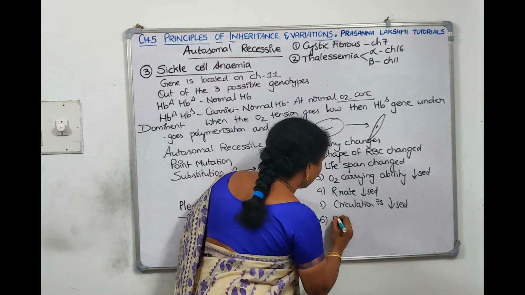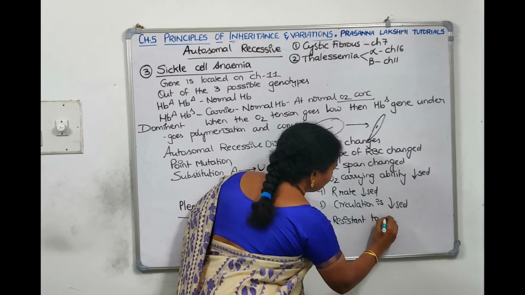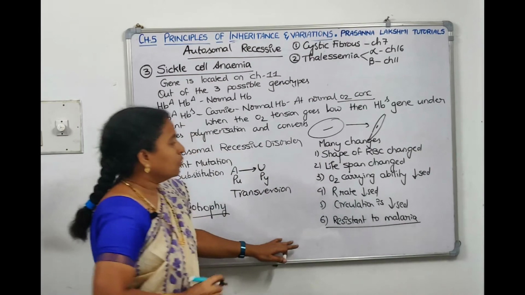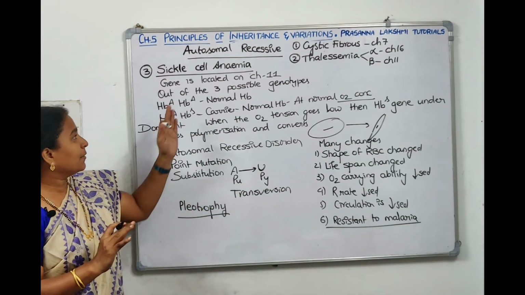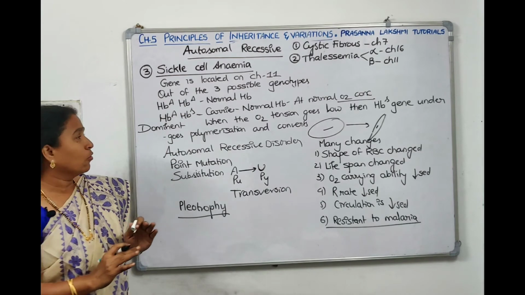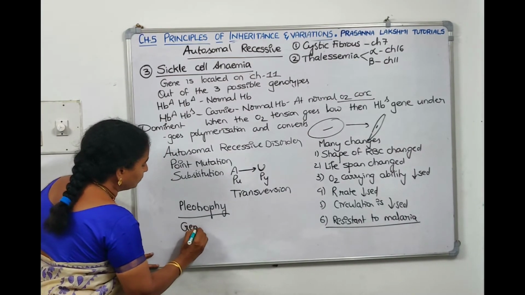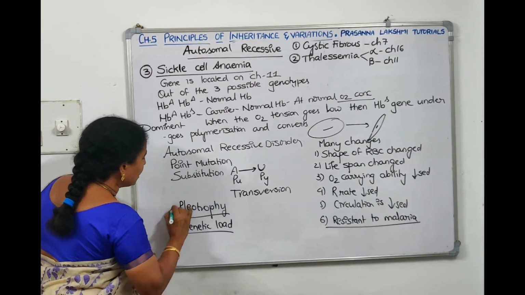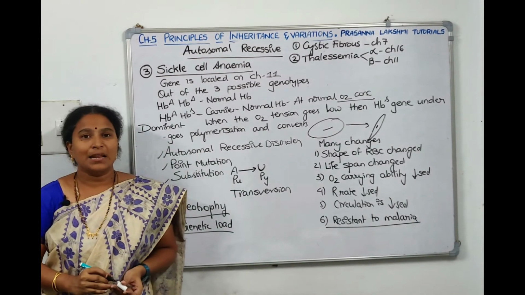So these people are resistant to malaria. Because they are resistant to malaria, this defective gene is there in these people as a genetic load. It comes in evolution. So sickle cell anemia can also be an example of genetic load. All these are the important terms related to sickle cell anemia.